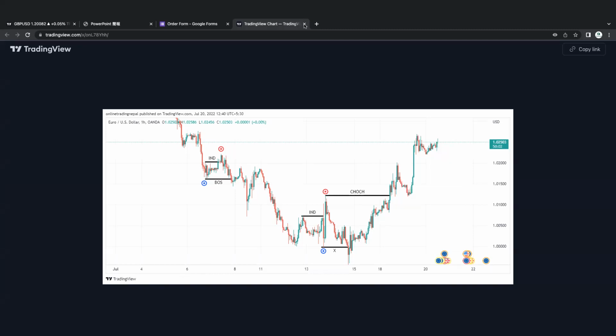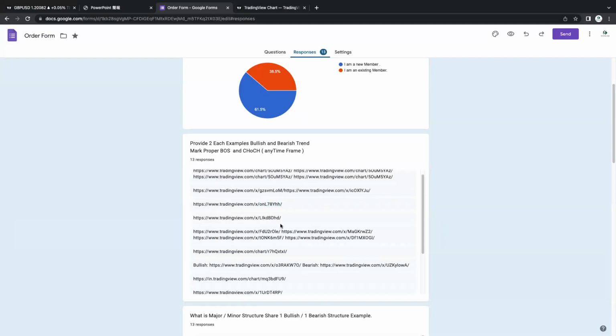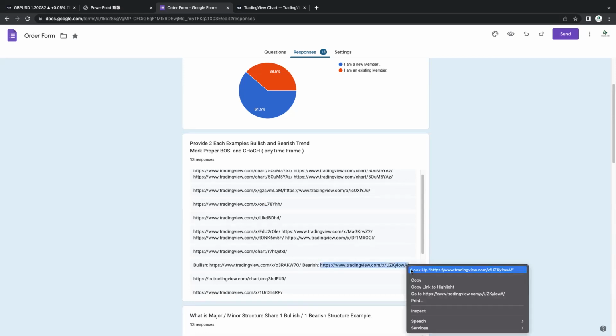Let me switch to another one. Every chart is not possible for you guys, it takes a lot of time, but I will choose some randomly. I think this one.